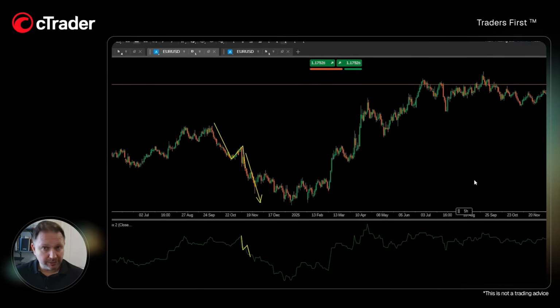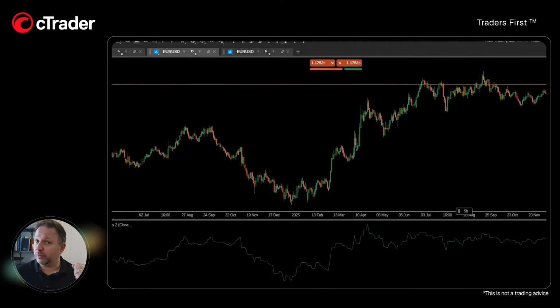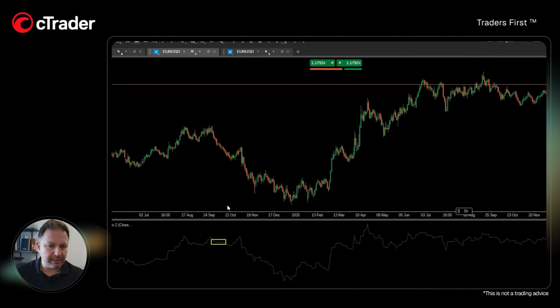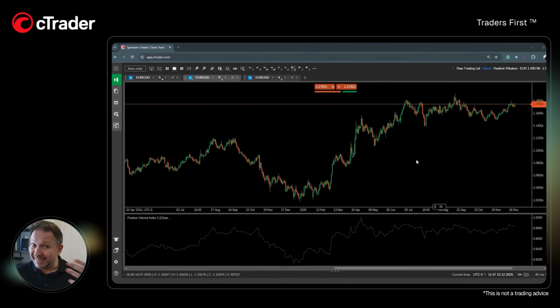Sellers are in control. When nothing happens, when the price moves but the volumes are not increasing, the PVI indicator would go flat, like it happens to be here, for example. You can see the price moves, candles making lower highs, lower lows, but the volumes are not there. So the PVI indicator would remain flat here and here and here and here. These are the flat conditions where the volume is not increasing with the price. So in these conditions, you would want to avoid trading.